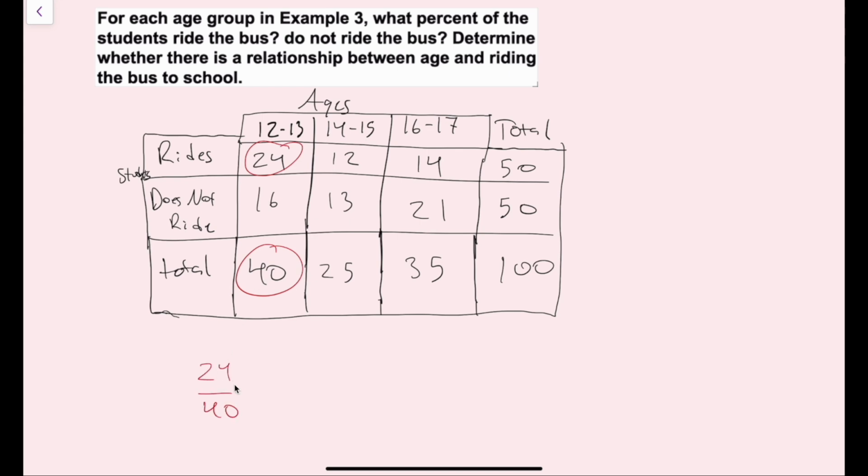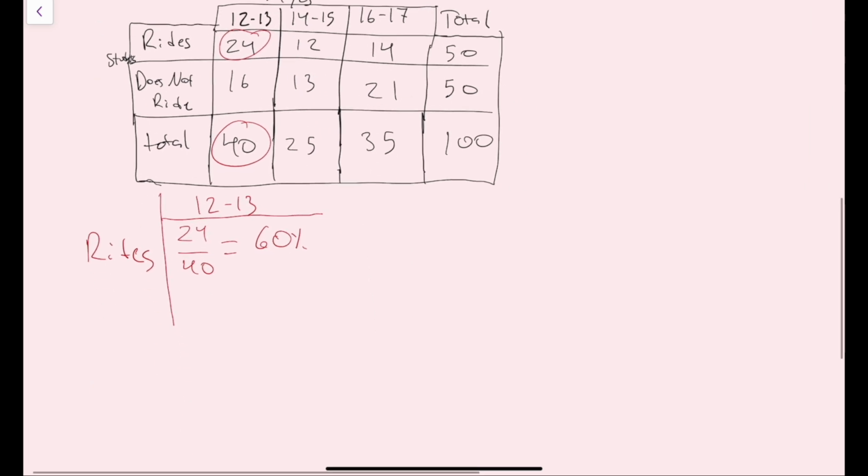Well, if you simplify this fraction, you can divide out a 4 off the top and bottom. You get 6 out of 10. 6 out of 10 is the same as 60 out of 100. So that's 60%. So this is rides, and this is the 12 to 13 age group. And then I'm going to extend this.